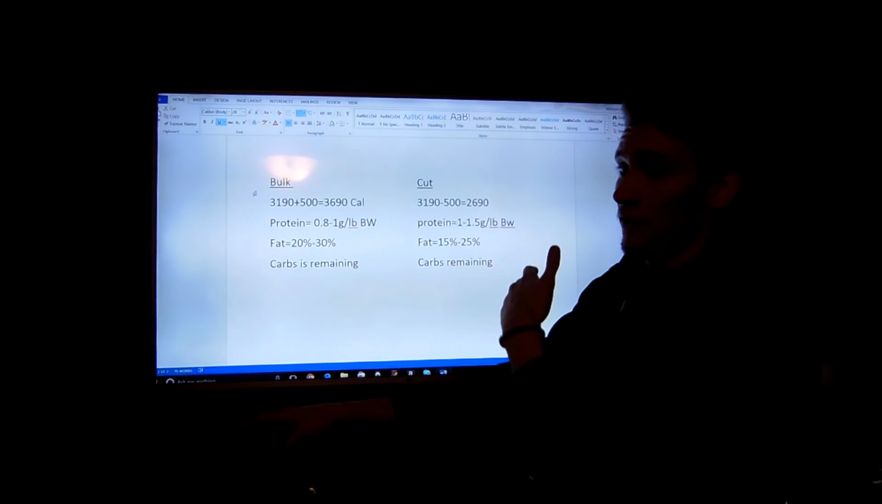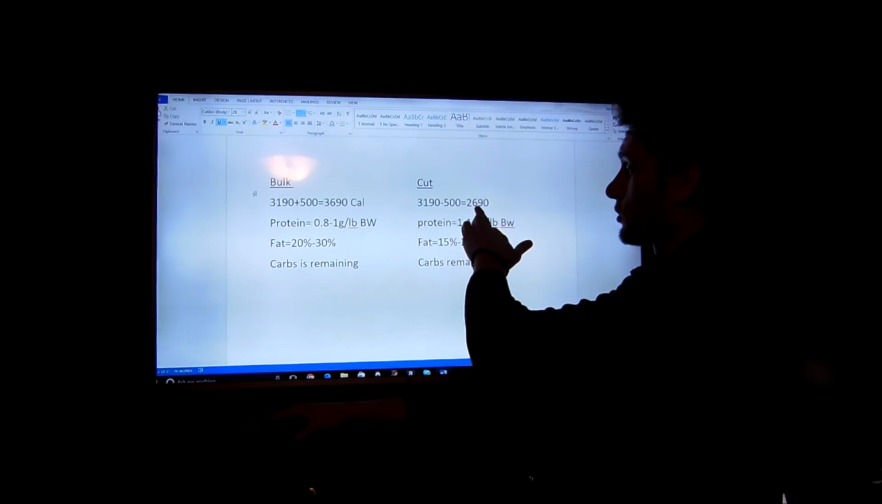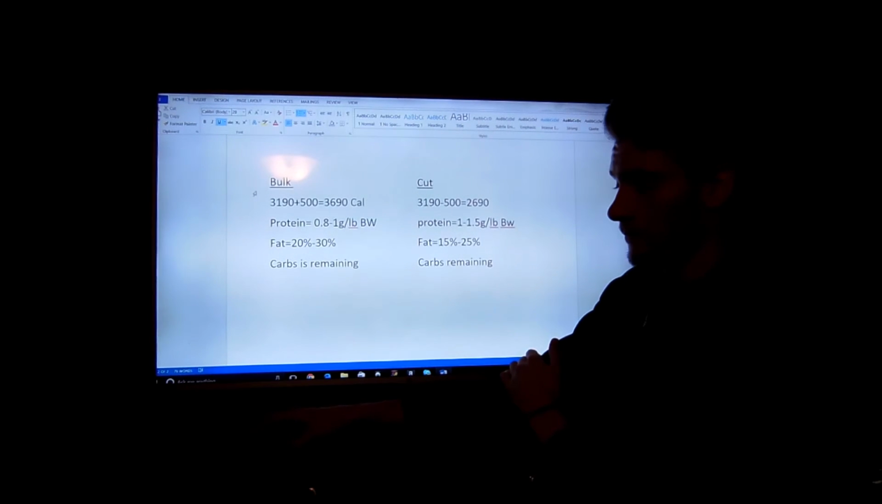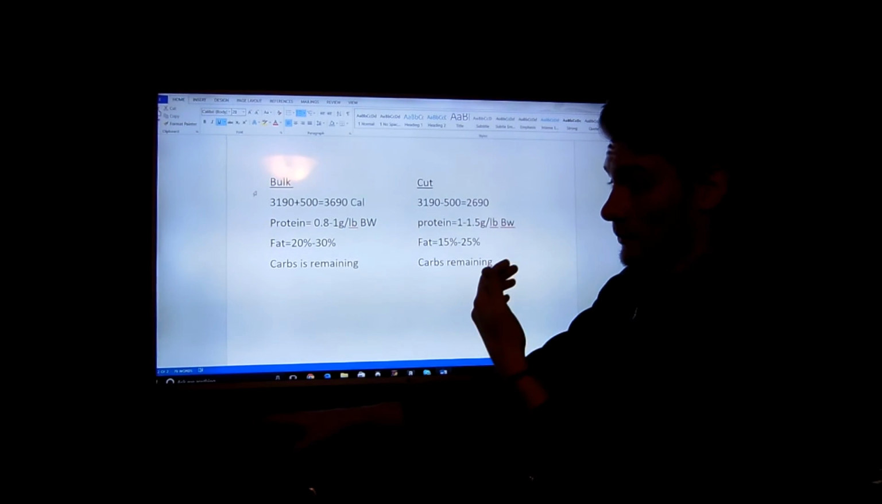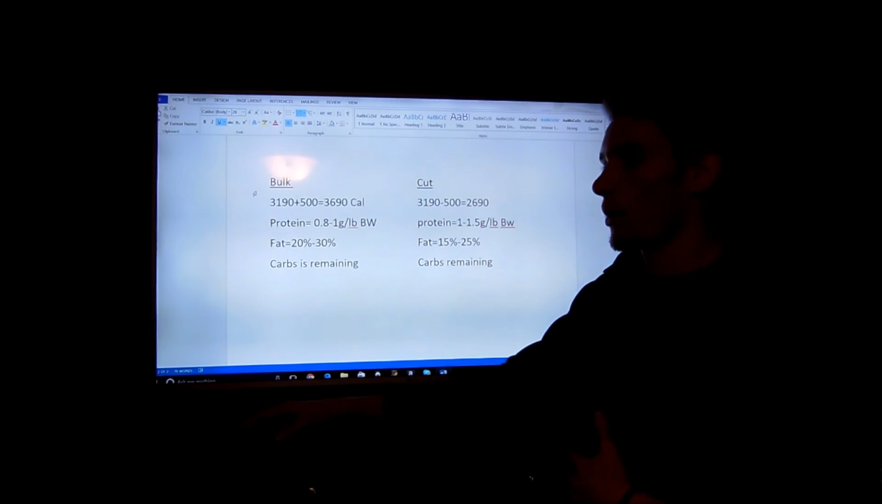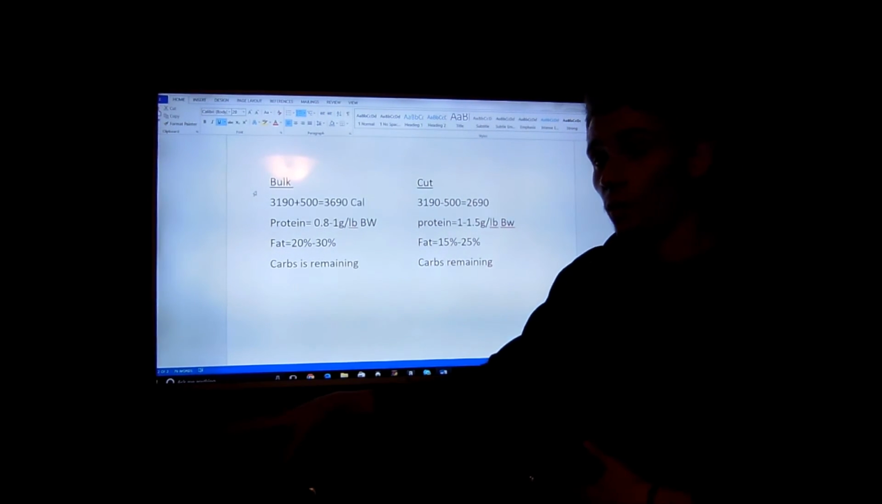So you don't want to go lower than 500 calories. For me, 2690 is the lowest I really want to go. I can even go a little bit higher than that. I just won't lose as much weight as quickly. You really don't want to go more than like 1 to 2 pounds a week for weight loss.